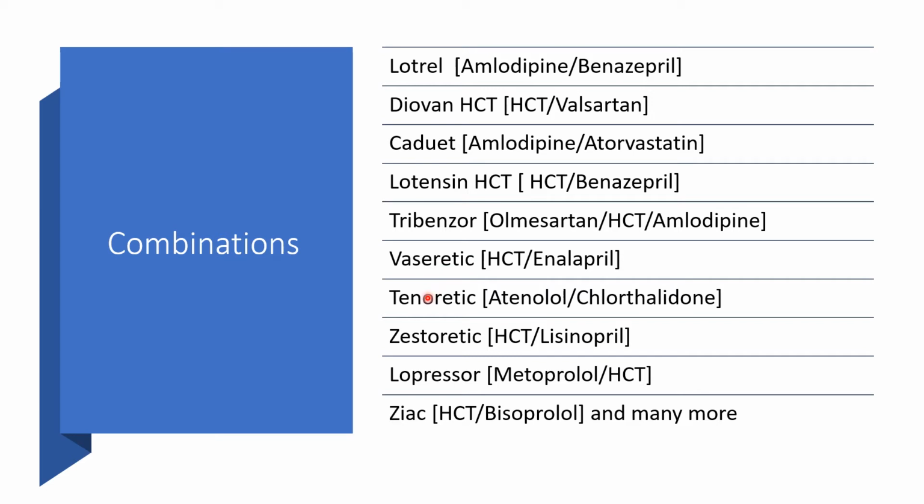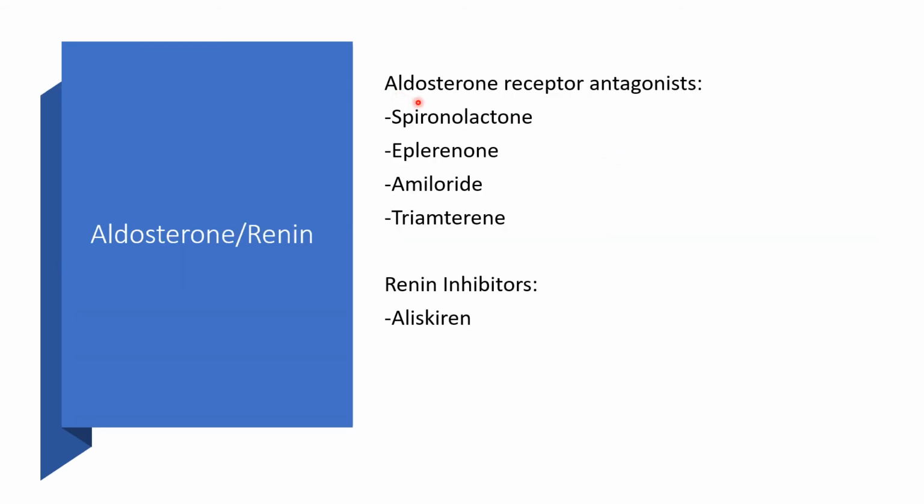Vaseretic, Tenoretic, atenolol with chlorthalidone, Zestoretic, and Ziac. Aldosterone receptor antagonists will be spironolactone, eplerenone, amiloride, triamterene. But we must be careful. There may be a high level of potassium here because it has the capability to retain potassium. Okay, and renin inhibitors will be aliskiren.